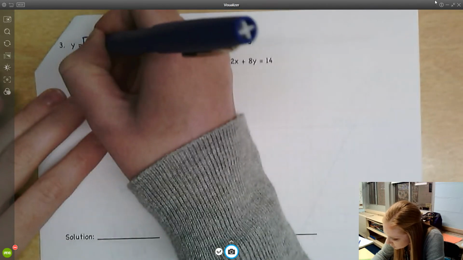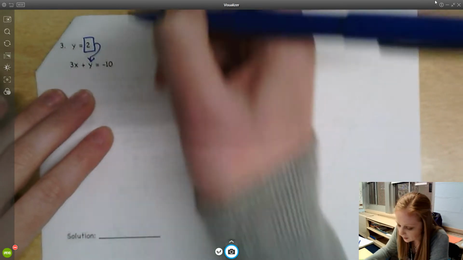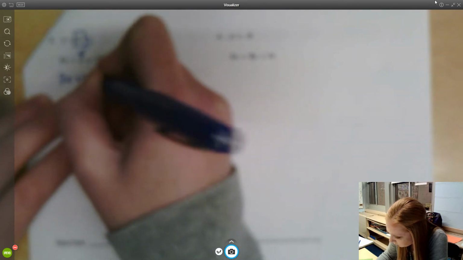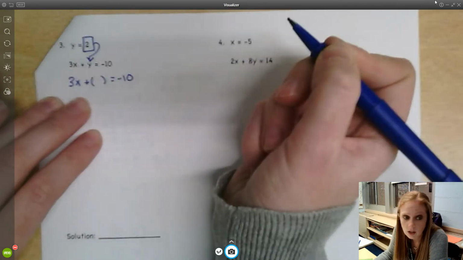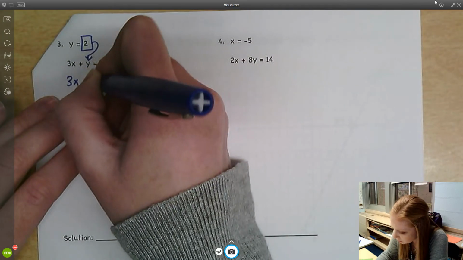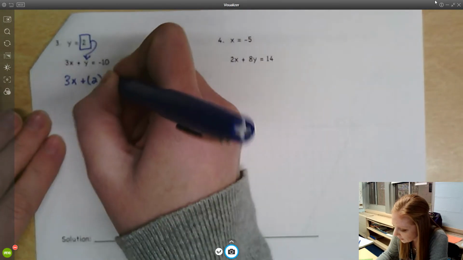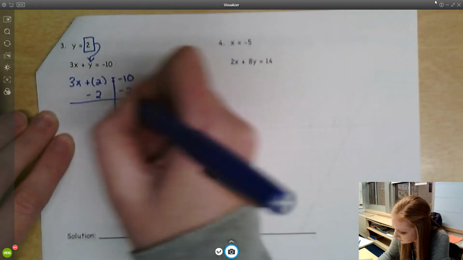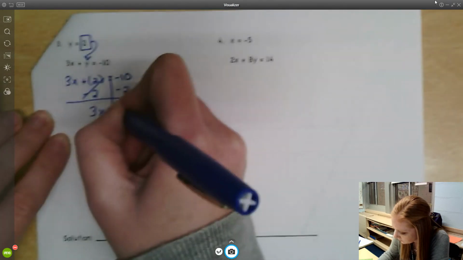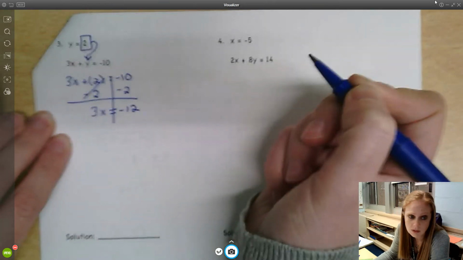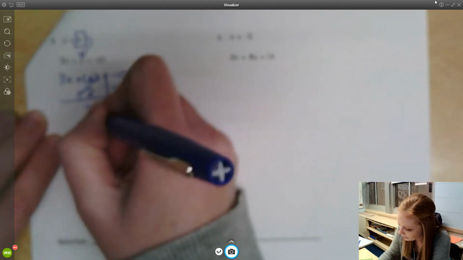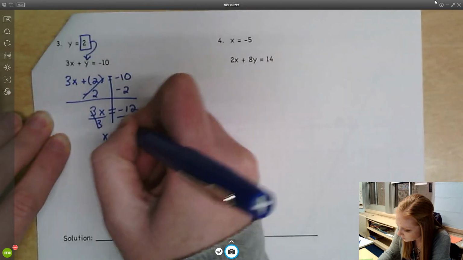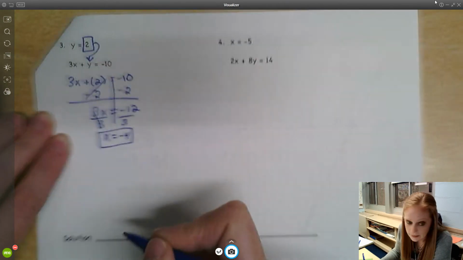So let's take that 2 and plug it in for y. So 3x plus whatever y is equals negative 10. Well, y equals 2. Now we can solve for x. Minus 2 on both sides. 3x equals negative 12. Divide by 3 on both sides. X equals negative 4.